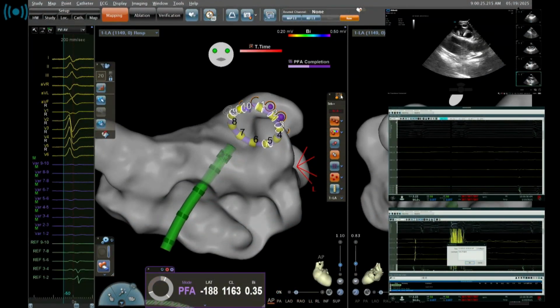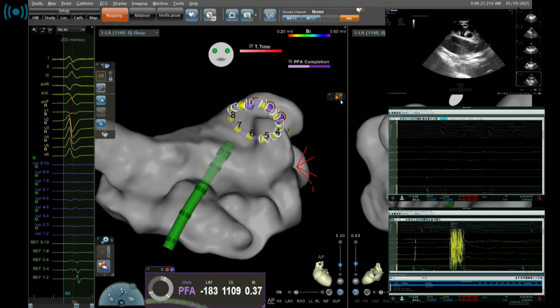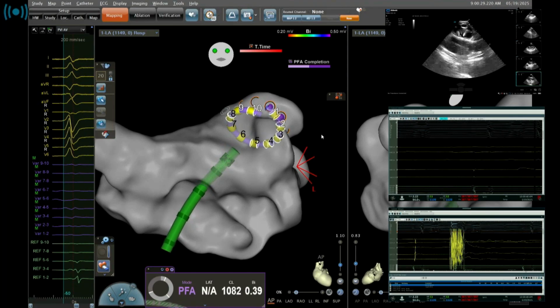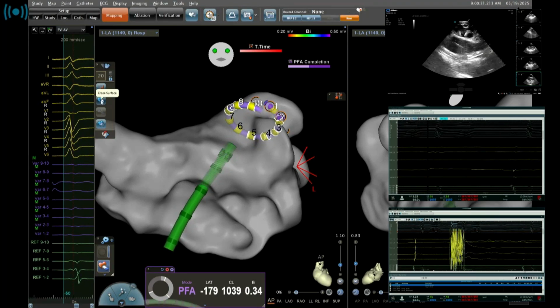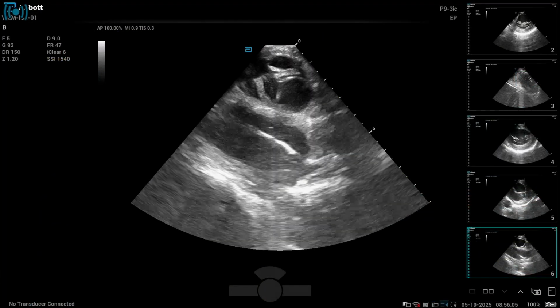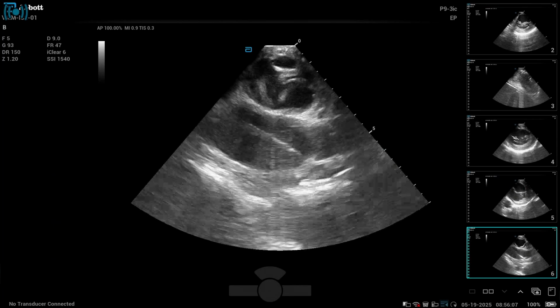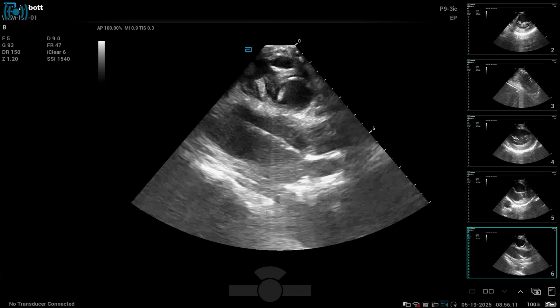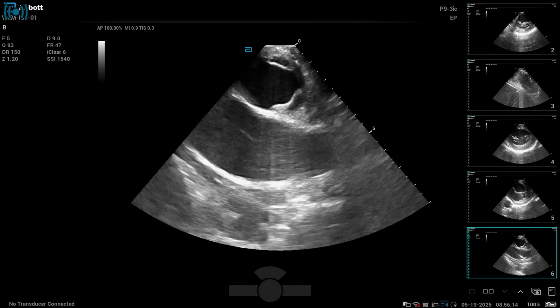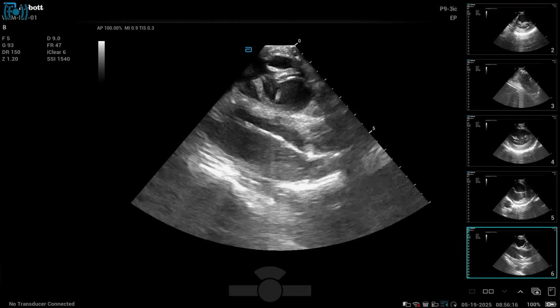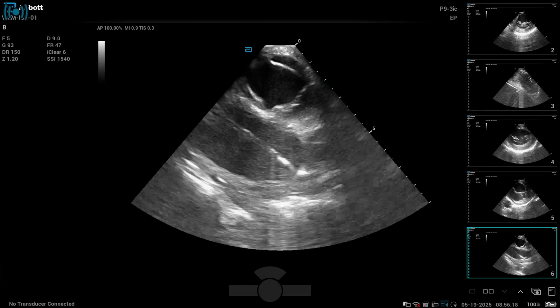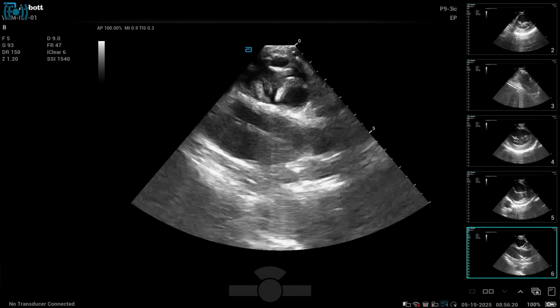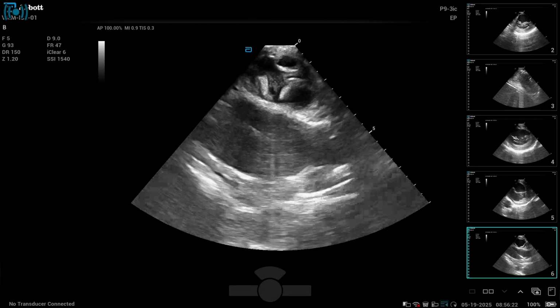Can we switch to the echo, please? Can you show the echo? Yeah, it is here already. Can we make the image bigger so we can see something? Yeah, so that's the view I mentioned. You have the appendage anterior, and then the catheter is sitting, touching the posterior wall and touching the ridge anteriorly. Yes.